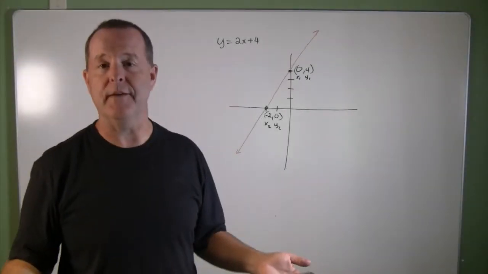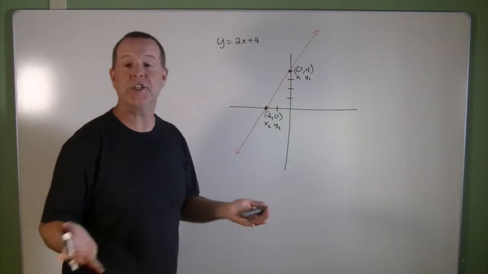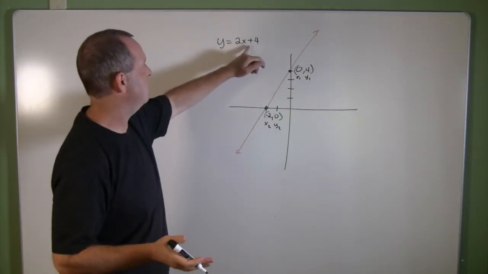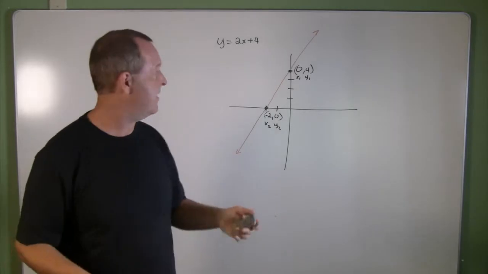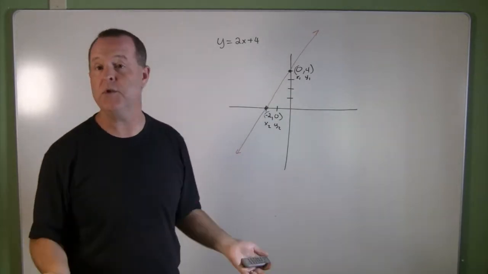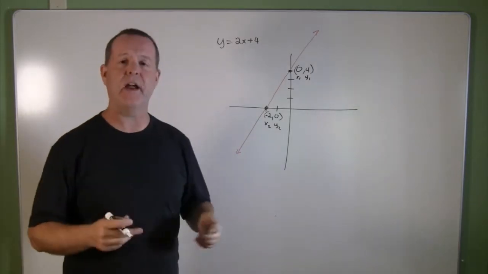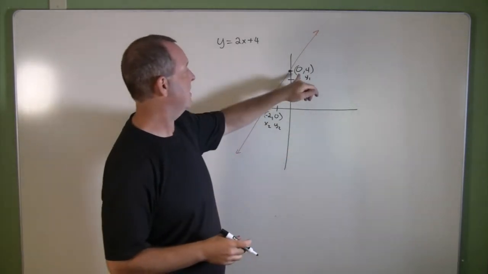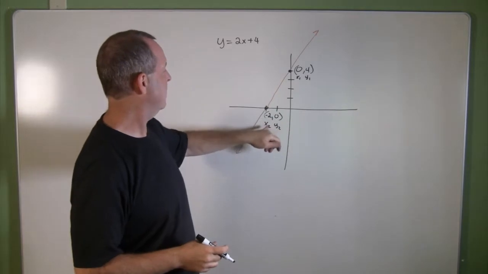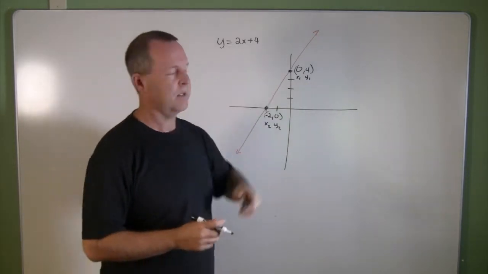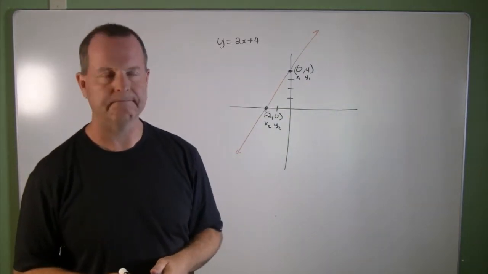Now let's imagine with me, if you will, that I have an equation, y equals 2x plus 4. And for your benefit, I drew the solution of the equation in graphical form on this plane. And I also found its y-intercept and its x-intercept. Its x-intercept is (-2, 0). Its y-intercept is (0, 4).